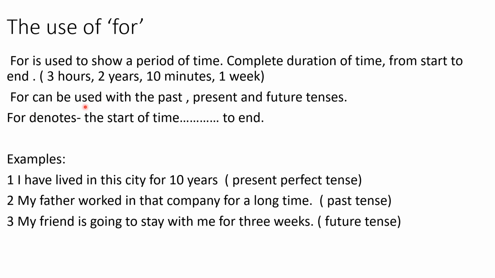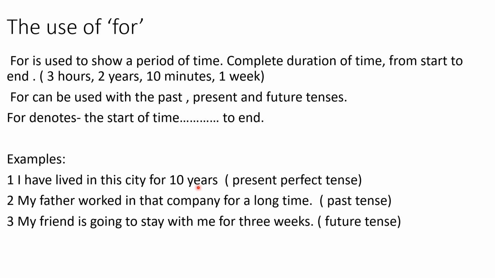So, for can be used with the past, present and future with all the tenses. For denotes the start of time till the end of time. For example, I show you. I have lived in this city for 10 years. Now you can see here, how many years? 10 years, right from the beginning till end.